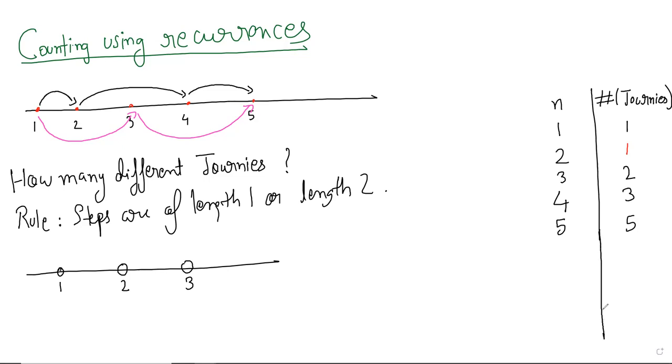Minus one. Huh? For 5, it is not minus one. For 5, you have told me it's 5. Let us see. Is the pattern so simple? Oh, Fibonacci series. Yeah, so it looks like Fibonacci series.